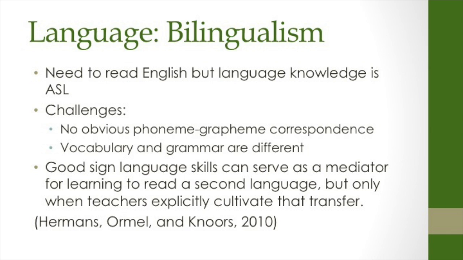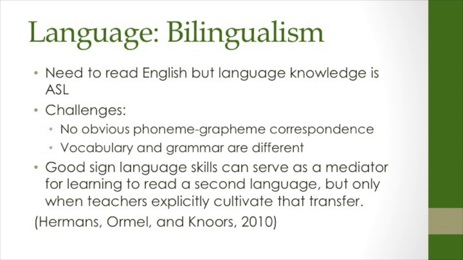One obvious one is there's no obvious phoneme-grapheme correspondence. I just said phonics and the alphabetic principle are crucial to acquiring good word recognition skills, but that doesn't happen when they're signing. Vocabulary and grammar are different. And so the situation is particularly challenging for teachers. One of the ideas that I like comes from Hermans, Ormel, and Knoors, where they say good sign language skills can serve as a mediator for learning to read a second language, in other words, English, but only when teachers explicitly cultivate that transfer. So you need to be explicitly aware of how children can use their ASL skills to read English.